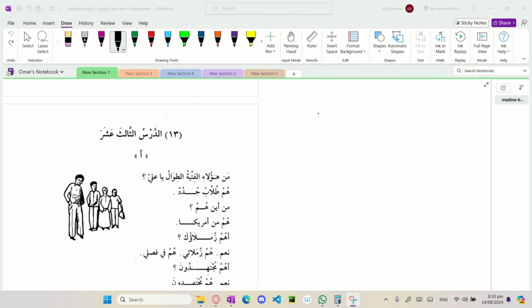السلام عليكم أهلا وسهلا فيكم في الدرس الثالث عشر, or the 13th lesson in the Madinah book series. This lesson is divided into two parts, the first part and the second part. Most probably this lesson will be divided into two videos since we have to cover a lot of stuff. But let's see, inshallah. Make your notes and يلا يعني هيا بينا.